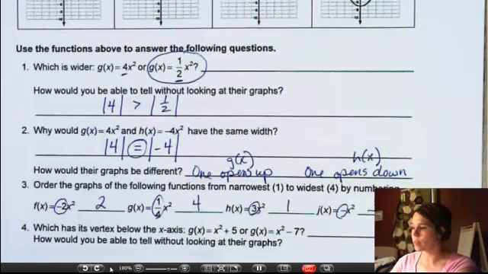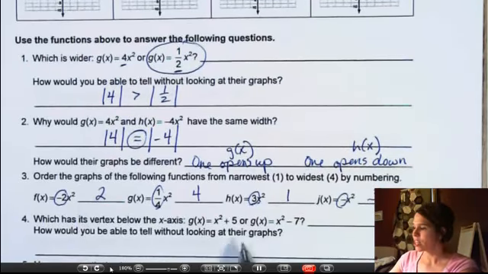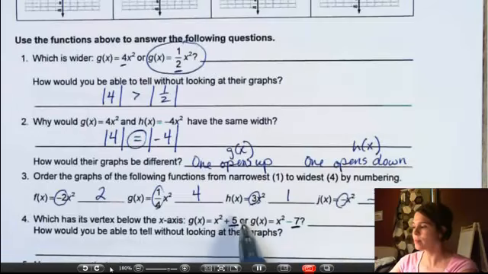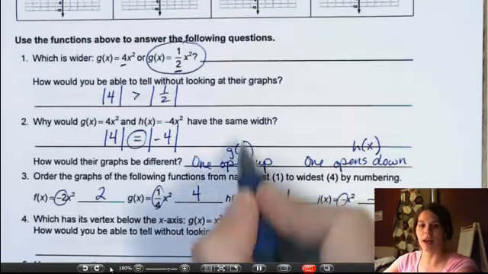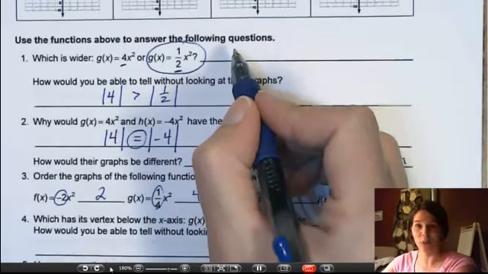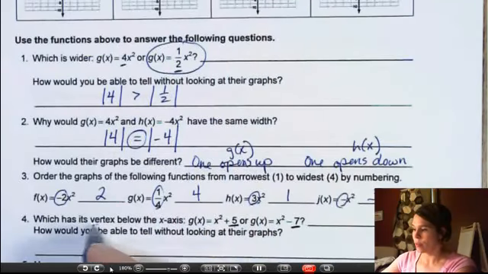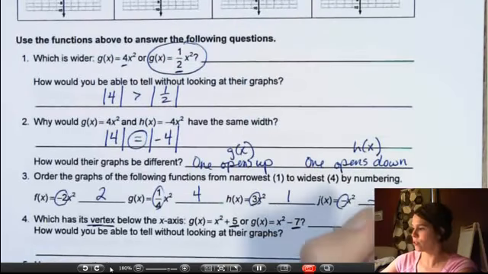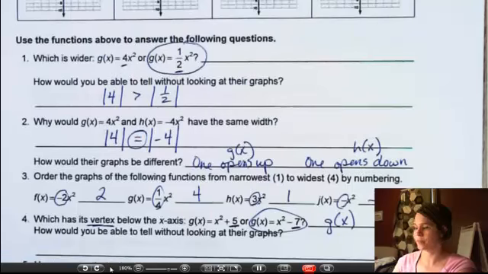Number 4, which has its vertex below the x-axis? g of x equals x squared plus 5 or g of x equals x squared minus 7. So remember this c value, because I'm just paying attention to vertex, and this x squared is just my parent function. I've just shifted it or transformed it either up or down because my c value has changed. The plus 5 is going to shift my parabola up and actually above the x-axis, so there won't be any x-intercepts. So the vertex, in order to have x-intercepts also, is going to have to be below the x-axis, and negative 7 shifts it down, so this would be g of x.